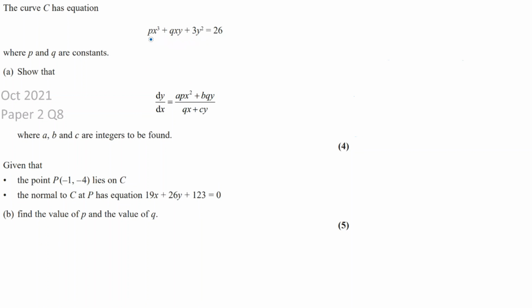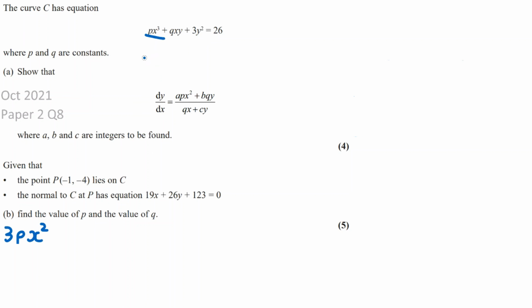So let's start with this side here. If we differentiate px to the power of 3, the 3 is going to come down, so it's going to become 3px to the power of 2. Now if you differentiate qxy, we've already gone through in this video how to differentiate xy, with the q in front of it as the coefficient, we're just going to say that u is equal to qx, so du over dx is just going to be q, and if v is equal to y, then dv over dx is going to be dy over dx.